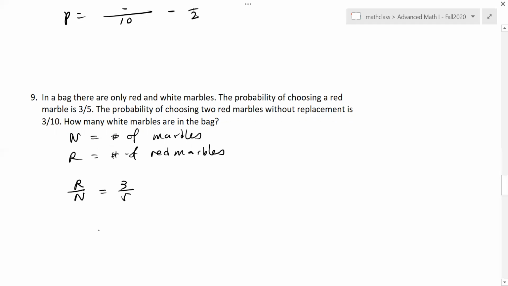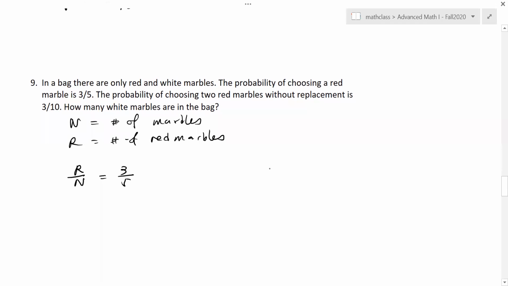Now, if you select 2 marbles and both are red, what is the probability? If you have n marbles, you select 2 marbles, both red, 1 by 1, because without replacement you pick them one by one. The first one you have n choices. The second one you have n minus 1 choices. That's the denominator, the number of all possible outcomes.